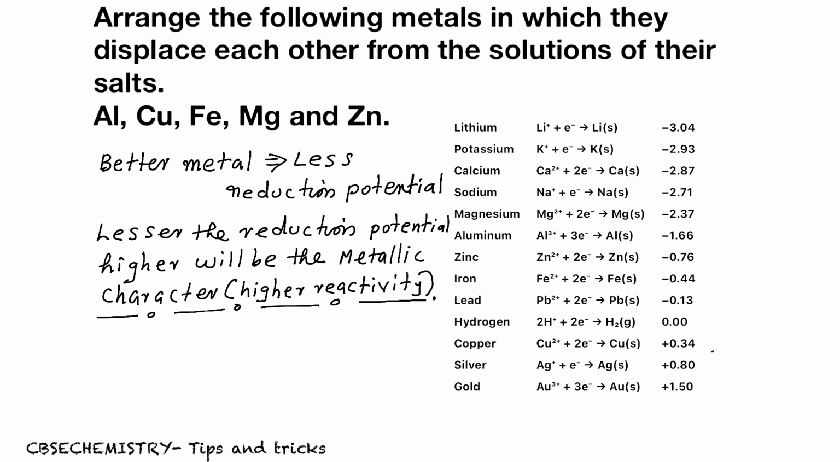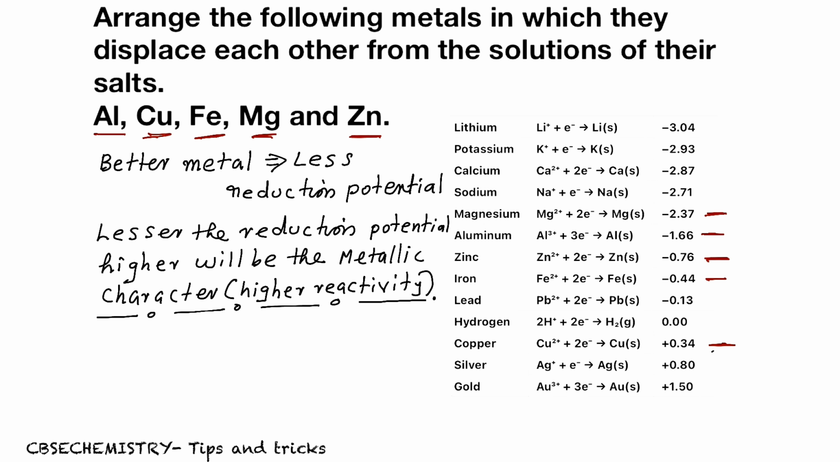Now, which metals are given in the question? Aluminium. Check it from the list. This is aluminium, okay? Copper. See, here you can see copper. Then iron, Fe. You can see Mg here. Zn, you can see Zn right here.